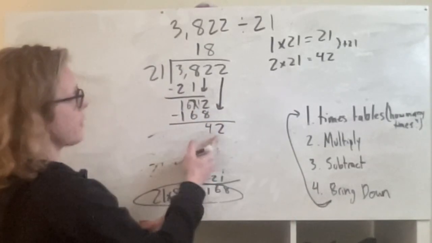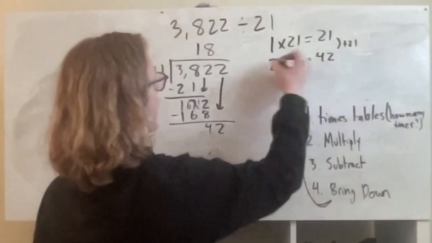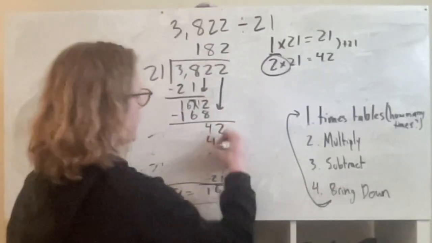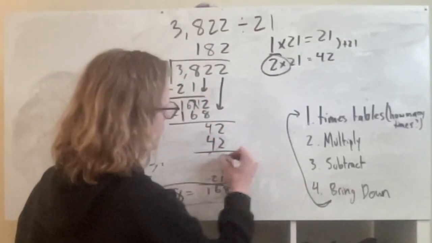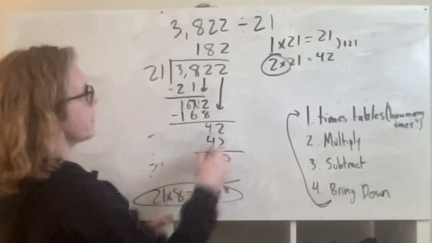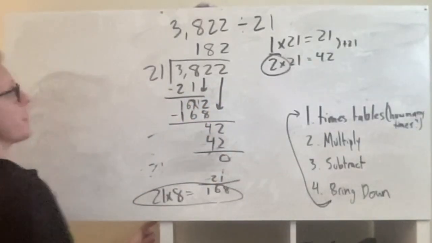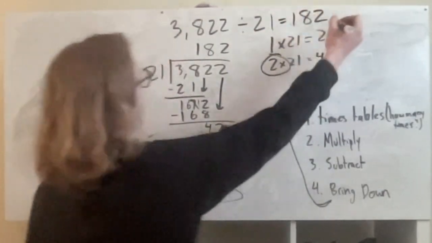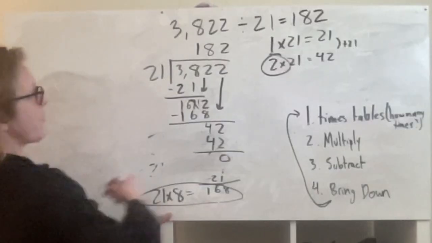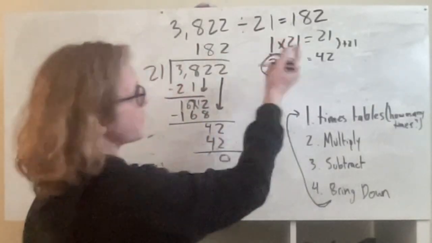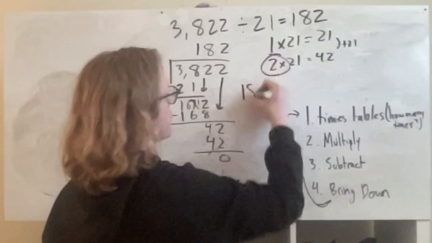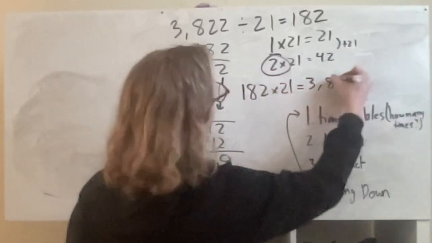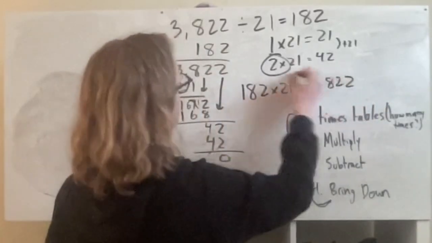Can 21 go into 42? Why, yes it can. How many times? 2 times. 2 times 21 is 42. We subtract. There's nothing left over. There's nothing left to bring down. That's how we know we are done. So our quotient, or our answer here, 182, right? Just a reminder, that also means, because multiplication and division are opposites, 182 times 21 is 3,822, right?